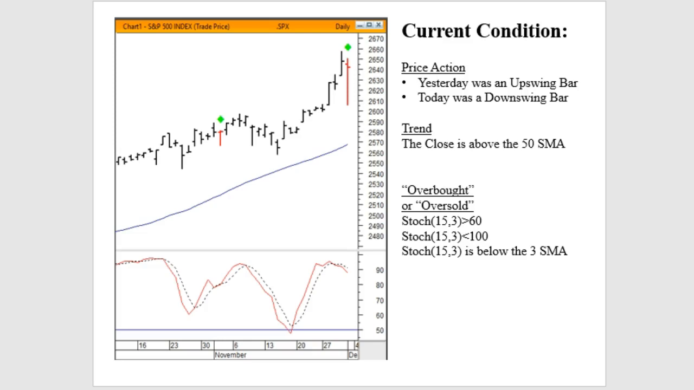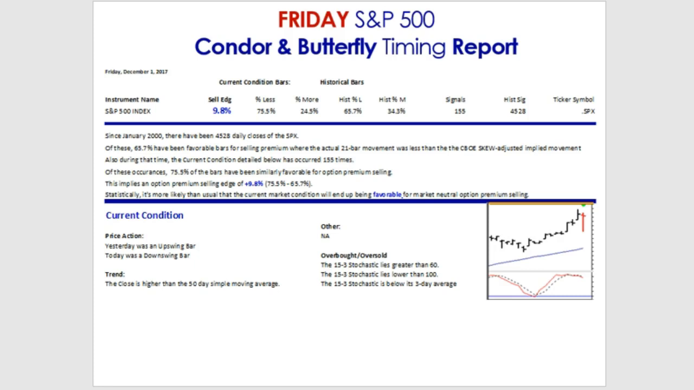So when you take all three of these dimensions added together, you get a market condition that has occurred roughly 155 times since January of 2000. That's a pretty decent population. I'm very happy with that. It's a lot better than dealing with a very unique condition with just maybe a dozen or so, something extremely rare. This gives us a more robust population to have a bit more confidence in the statistics that come from this.